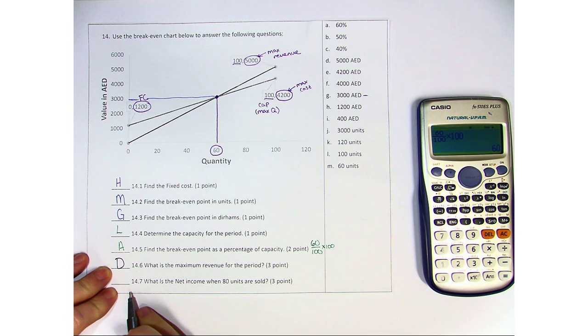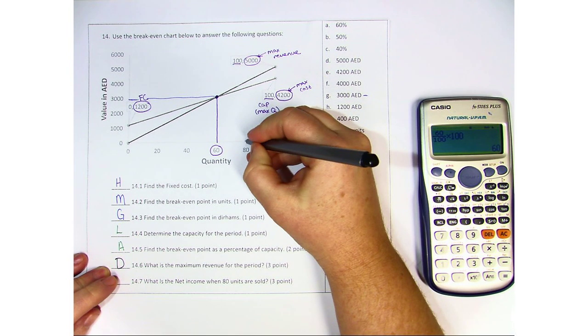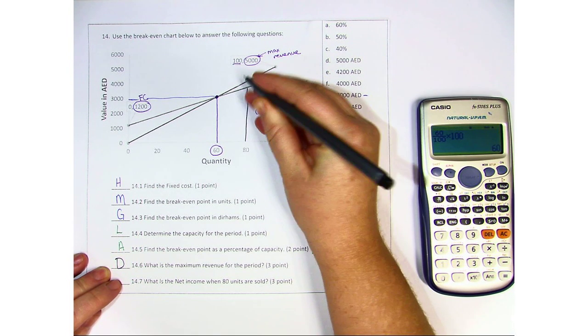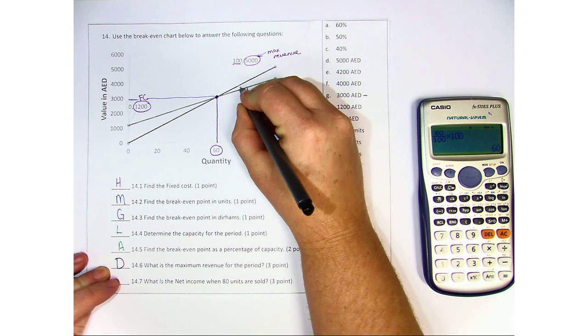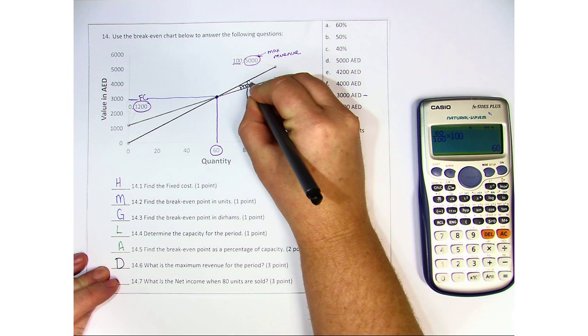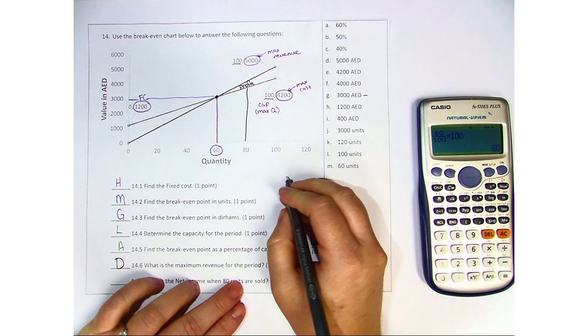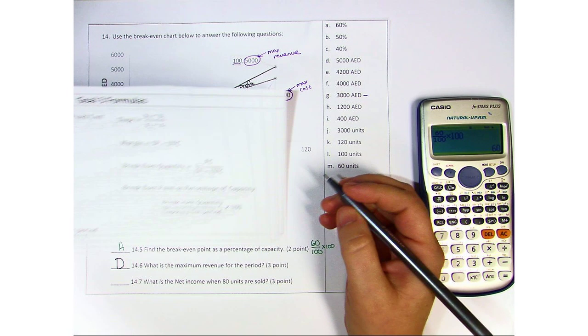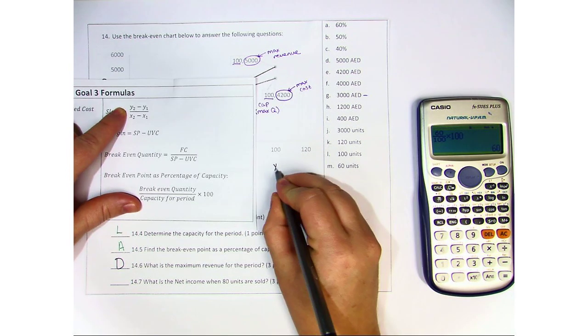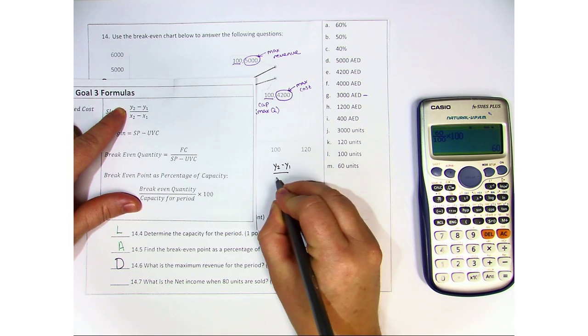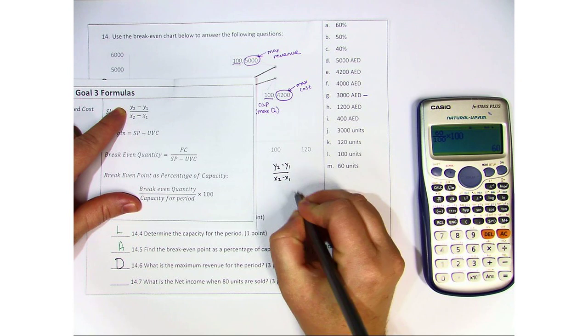And then the last question says, what is the net income when 80 units are sold? So we're going to come here to 80. Now right here, this is a profit side. So we have two options, profit or loss. Now we need to look at the net income when 80 units are sold. And in order to do this, we're going to have to do total revenue and total cost. Now for total revenue, we have to look at the slope. So coming here, slope is y2 minus y1 over x2 minus x1.